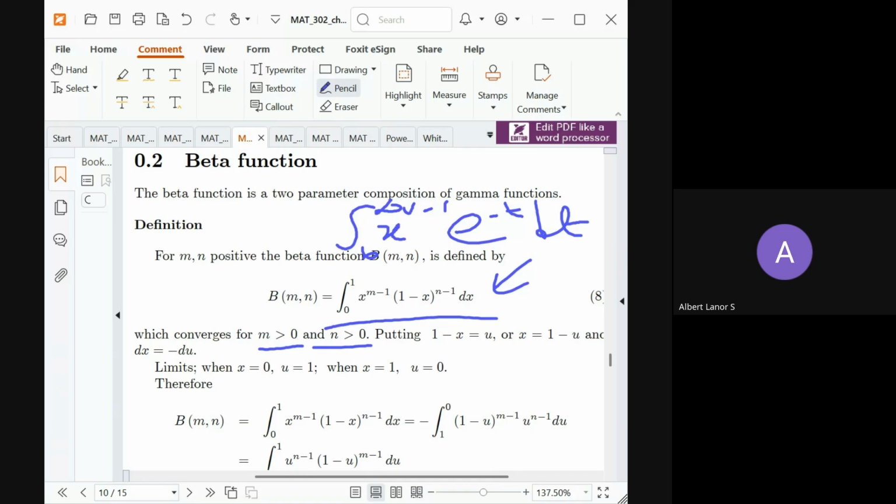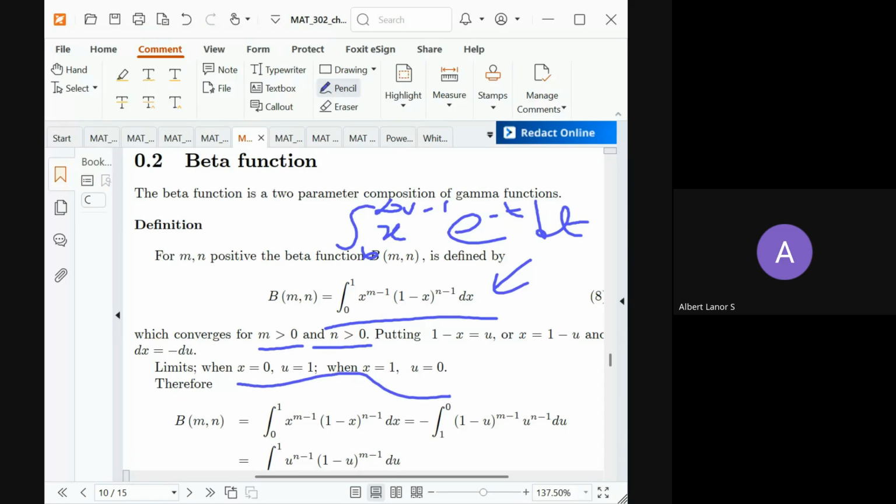If both of them are positive, it will converge. But if one of them is non-positive, it will not converge. Okay. So now the limit when x lies between 0 and 1.